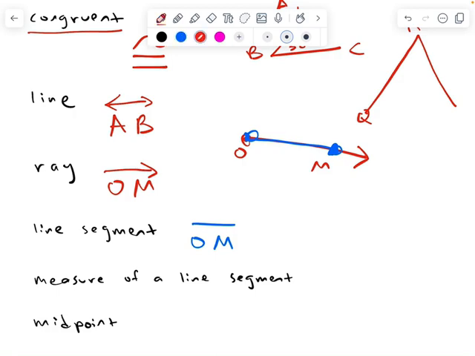Now the measure of a line segment is how long it is. Let's say the distance from O to M is 6 centimeters. Then here we write OM equals 6. Now you notice I didn't put a line over it. If you don't have a line over it, then you're talking about the distance. So the distance from O to M is just OM with no line over it.